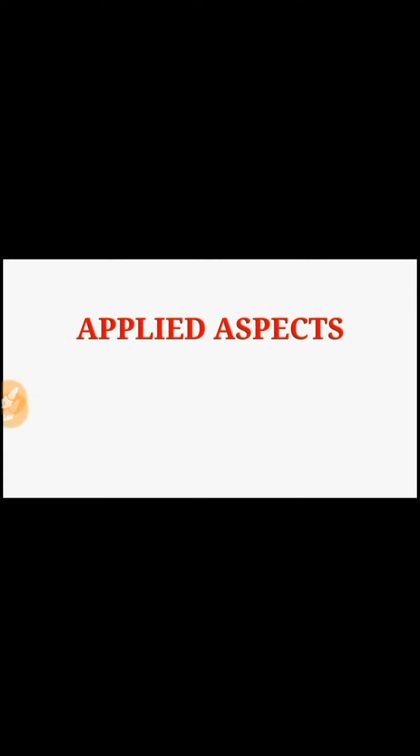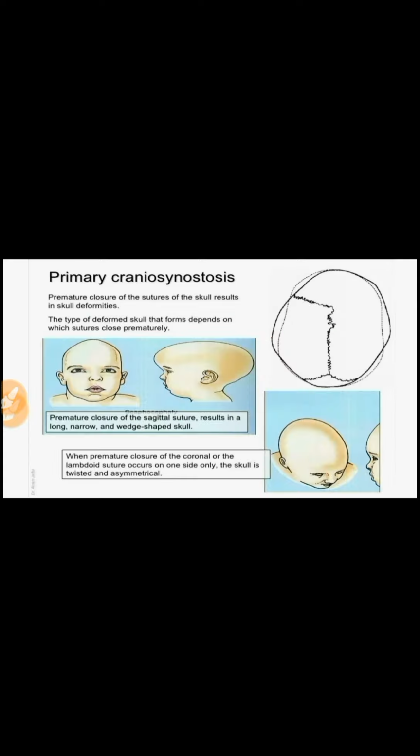And coming to the applied aspects, if these sutures fuse early, premature closure of the suture may cause craniosynostosis. So there may be formation of a deformed skull there. Premature closure of the sagittal suture results in a long and narrow wedge-shaped skull, whereas premature closure of the coronal and lambdoid sutures results in twisted and asymmetrical skulls. So craniosynostosis means the early closure or fusion of cranial bones.